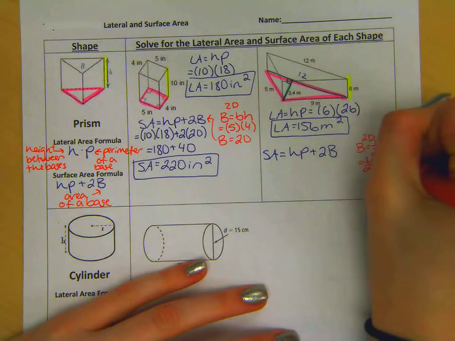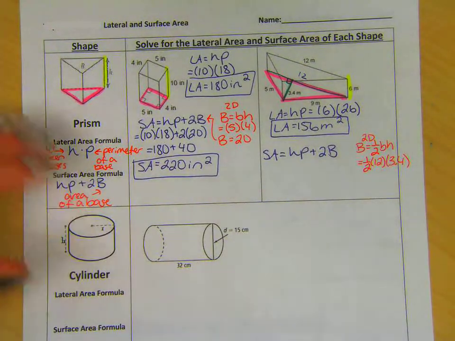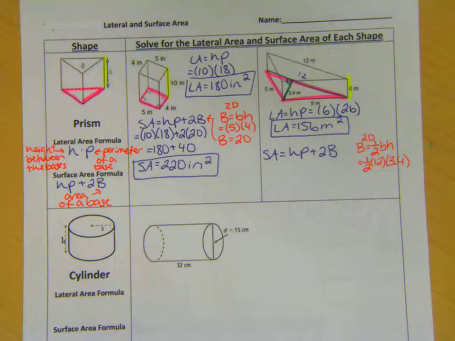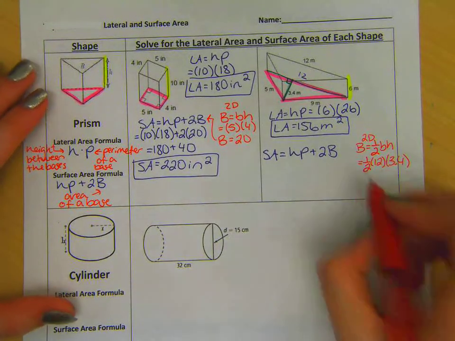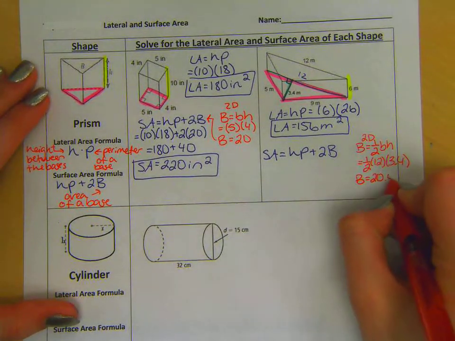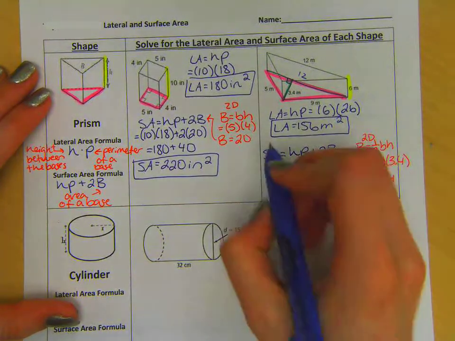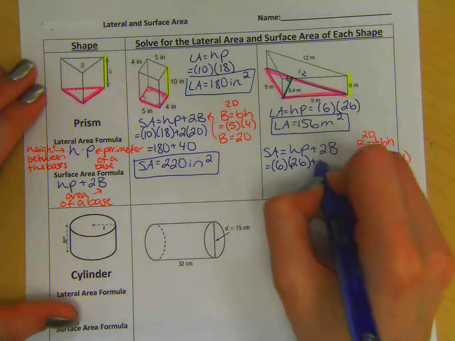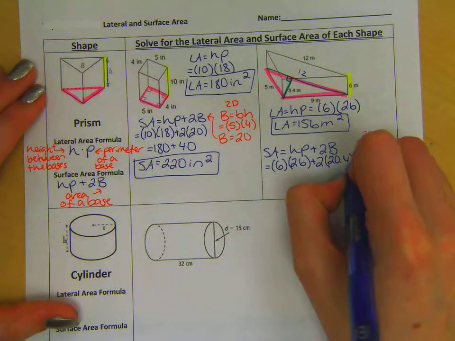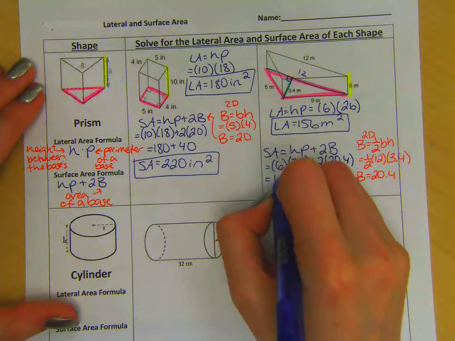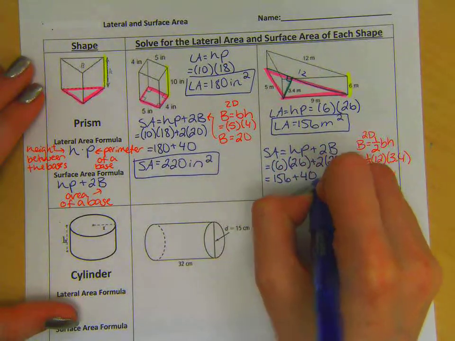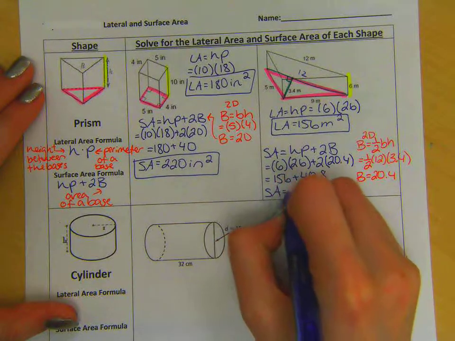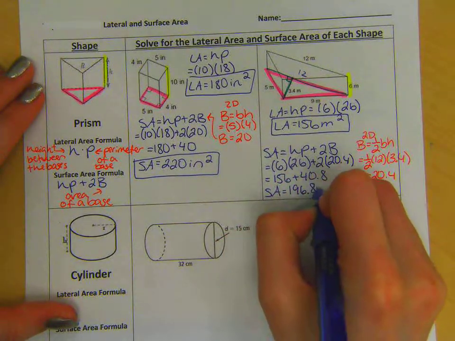So 12 and 3.4. 12 times 3.4 times 1/2 is 20.4. So we get that the capital B, the area of my base, is 20.4. Plugging that back in, H, we saw from earlier, was 6, perimeter was 26, plus 2 times 20.4. We end up getting 156 plus 40.8. So the overall surface area is 196.8 meters squared.